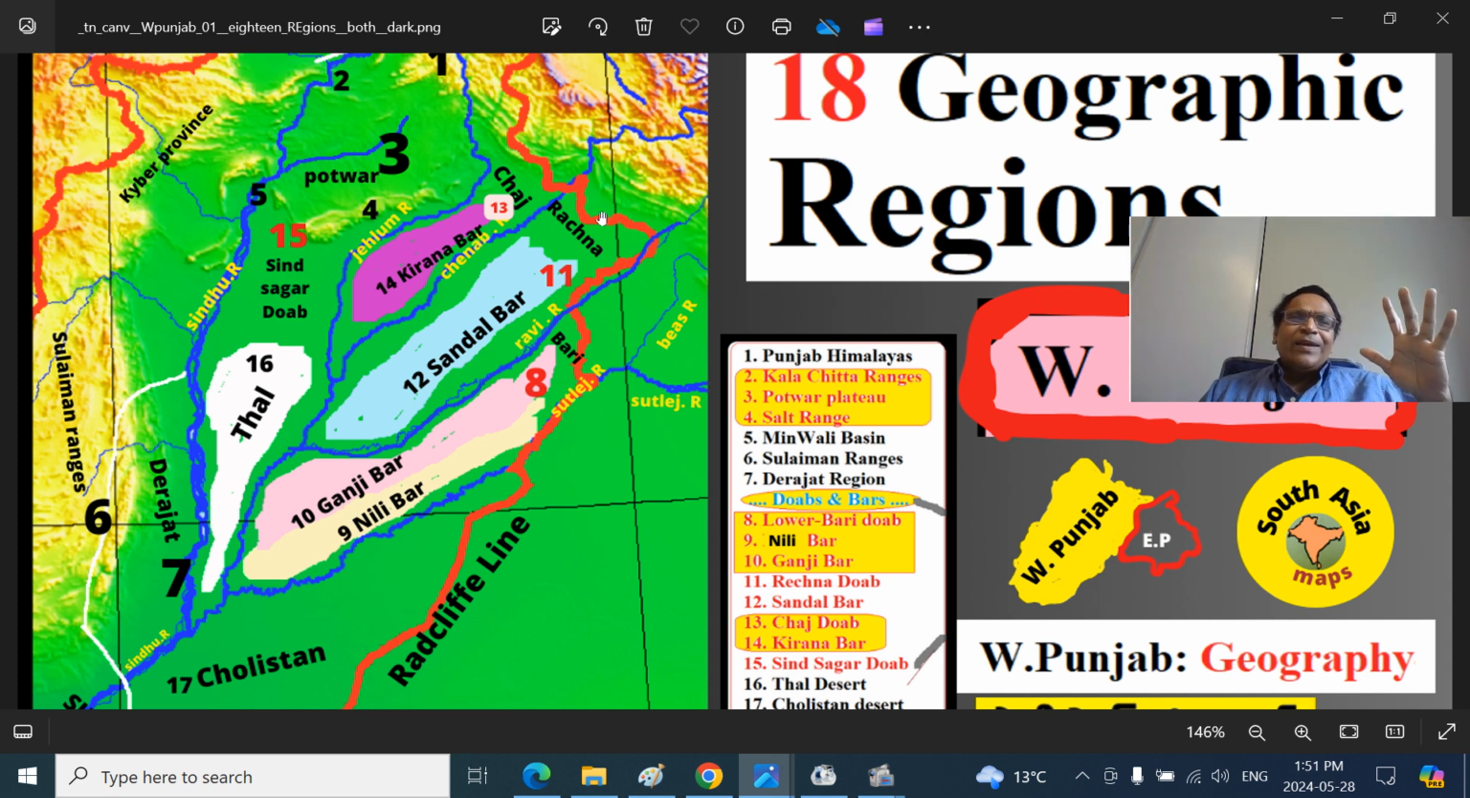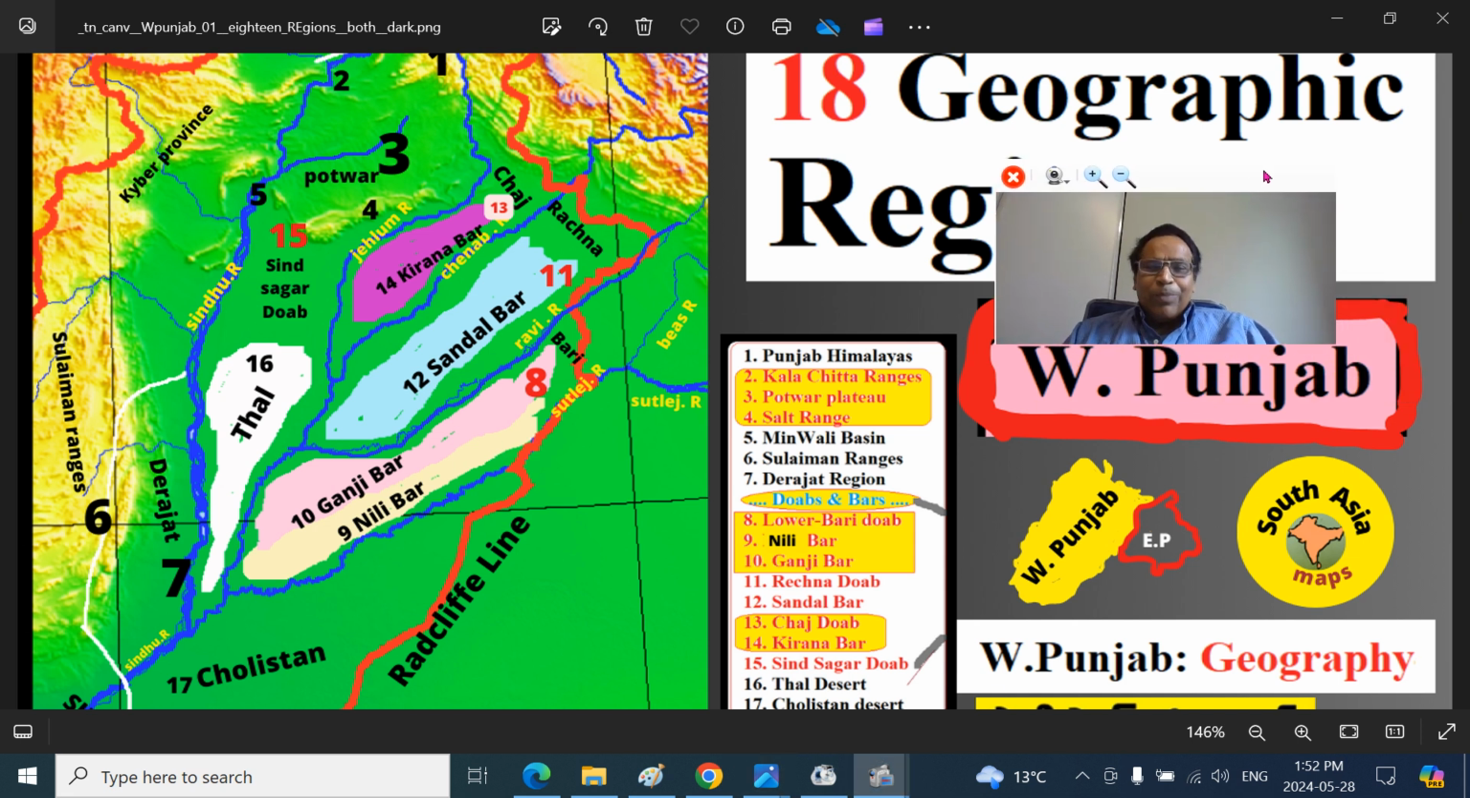Again, this is the Rechna Bar, between the Ravi River and Chenab River. And the elevated middle part is the Bar region. That is the Doab region. This is the Bar region, Bari Doab region. So you can see very easily. So this is the Chaj Doab, Jech Doab, and Kirana Bar. I didn't show Gondal Bar, to show you the difference. That's the point here in this presentation.